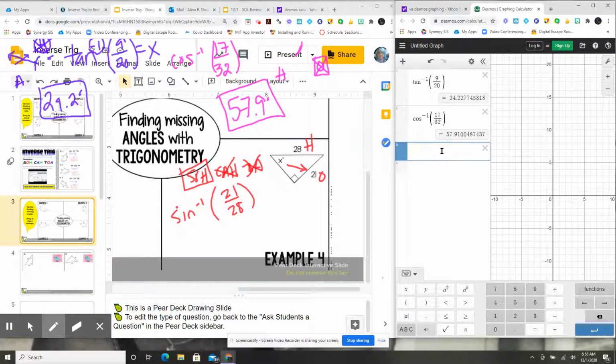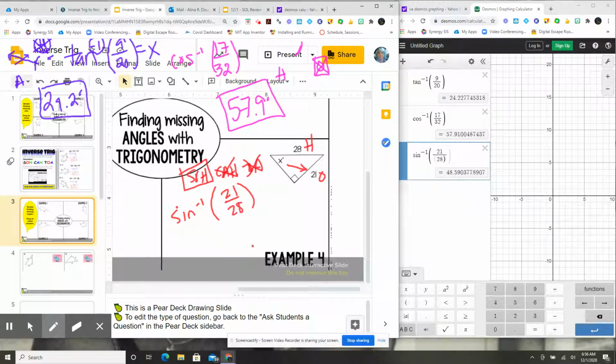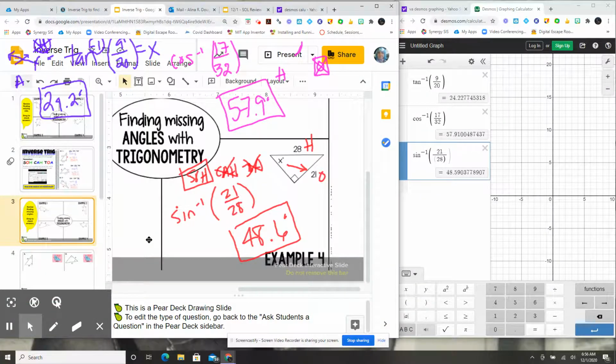And come over here and do sine. I can type it in. 21 over 28. 48.6. That 9 is going to round the 5 up. So 48.6. This is almost 45 degrees. So this is almost an isosceles triangle, just not quite.